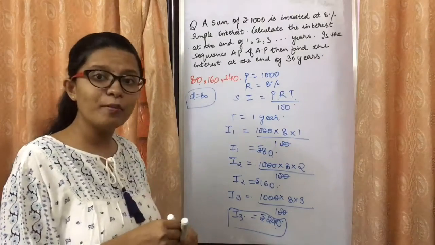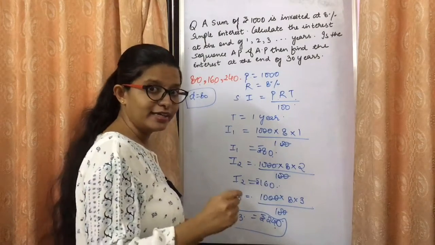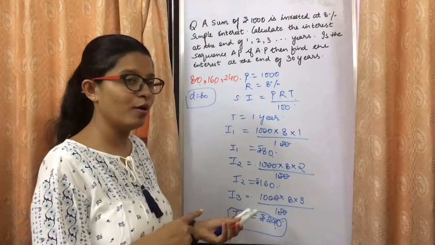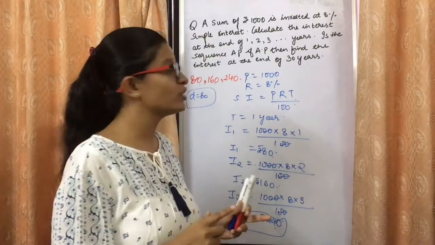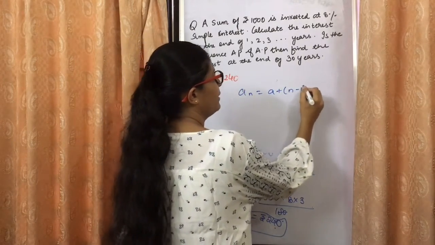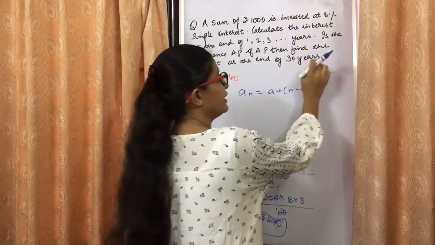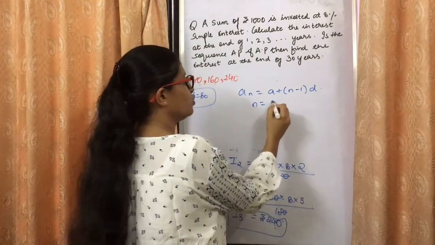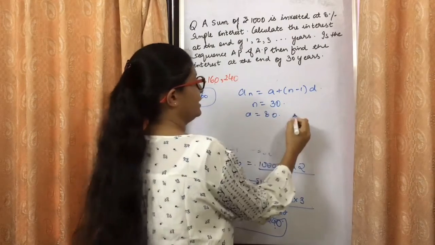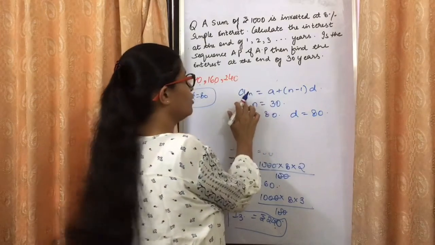Now again we have a formula. We need to find the interest we will get at 30 years, so the nth term is given to us as 30 years. Using the same formula, an is equal to a plus n minus 1 into d. We need to find the nth term at the 30th year, so the number of terms n is 30. What is a? a is 80. And d is again 80. Can we substitute in the formula and get the value for an?